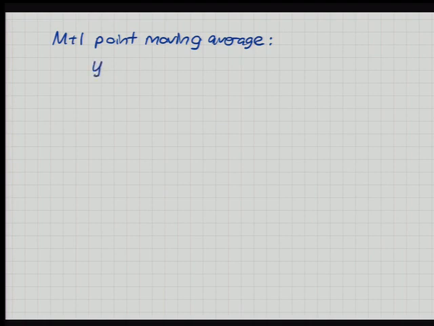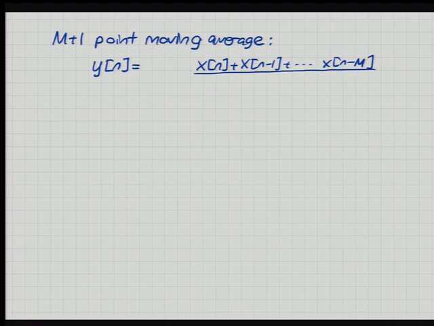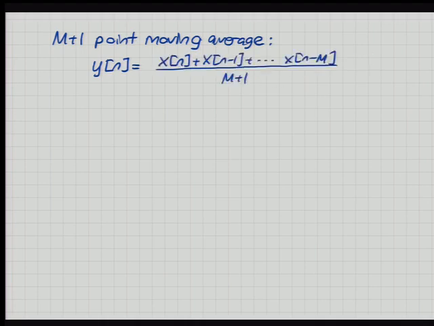So y of n is what you're doing here: you're averaging x of n minus 1 to x of n minus m. The past m plus 1 values, because the current value is also involved. So to average it, you have to divide it by m plus 1. Does that make sense? Okay, so that's a filter, and you would think that as you increase m, this probably does a better job, looking more and more like a low-pass filter.